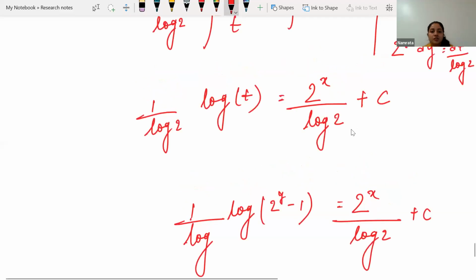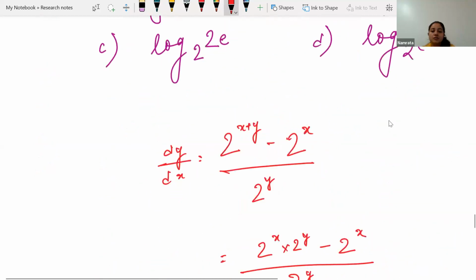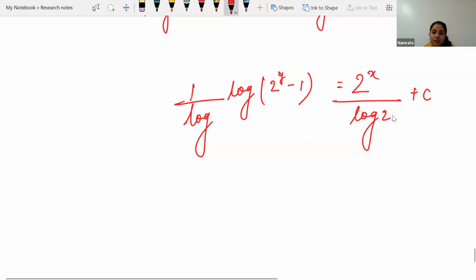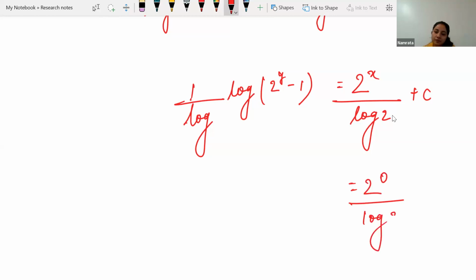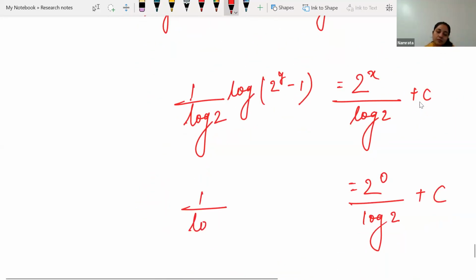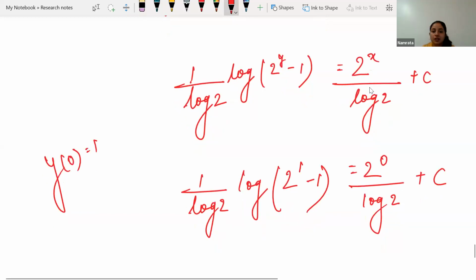Let's use the given condition for finding the constant of integration. So the condition is given as y of 0 is equal to 1. That means when x is 0, then y is 1. Okay, when x is 0, then y is 1. This is what we are having once we are using the condition y of 0 is equal to 1. Okay, let's see what we are going to get from here.